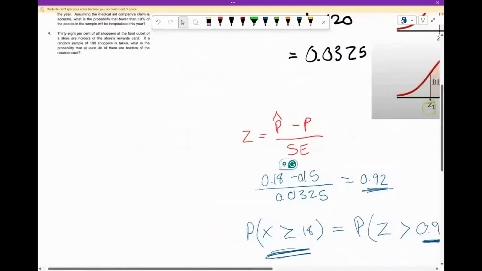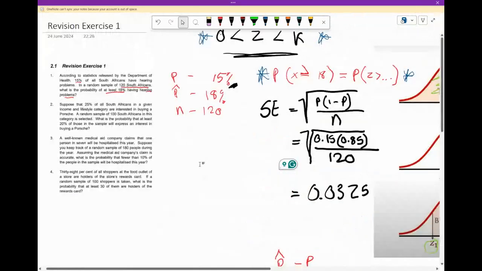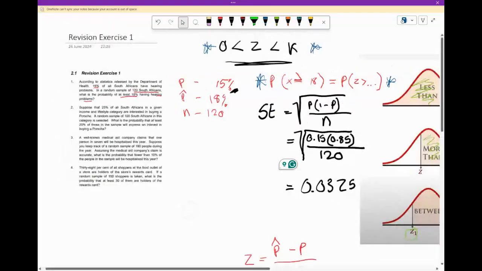Here they said, in a random sample of 120 South Africans, what is the probability of at least 18% having hearing problems? So there is a 17.88% chance that at least 18% of these 120 individuals or participants of the sample have a hearing problem. Are you seeing how you connect the dots? Okay, right. So that's the first one. Any questions on this one, guys?